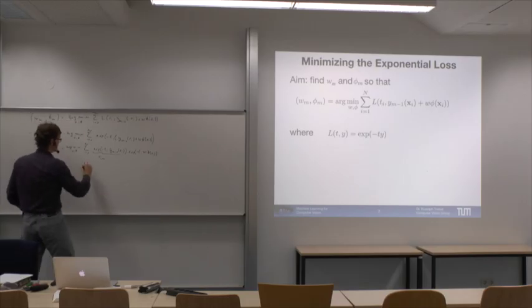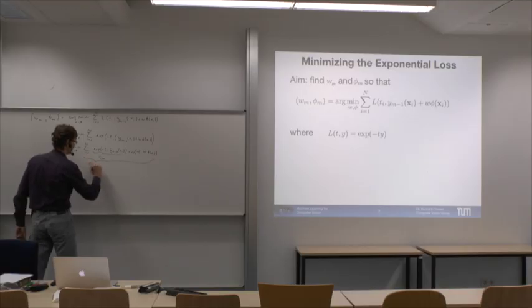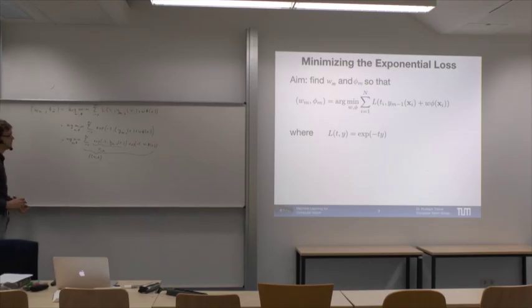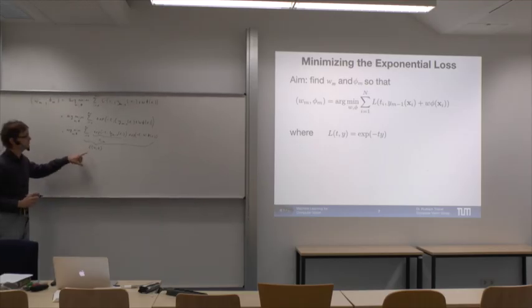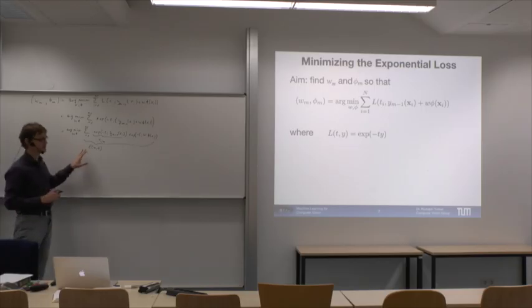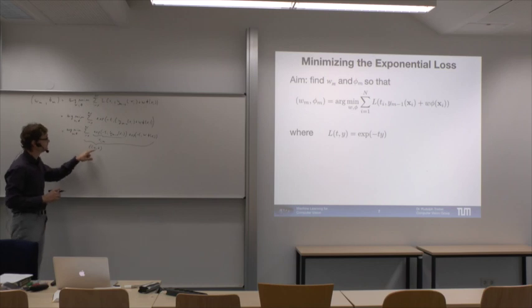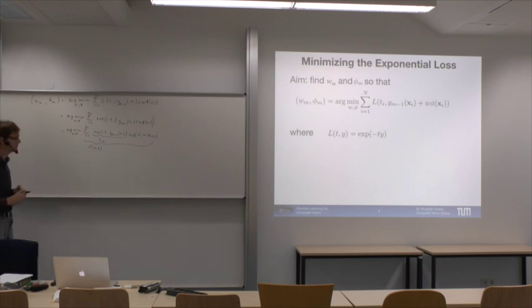And now what we also do is we name this whole thing E of W and phi. This is our error function. Now the aim is to write this error function in a bit nicer way and derive this error function with respect to W, and also to find a phi that minimizes that error function.